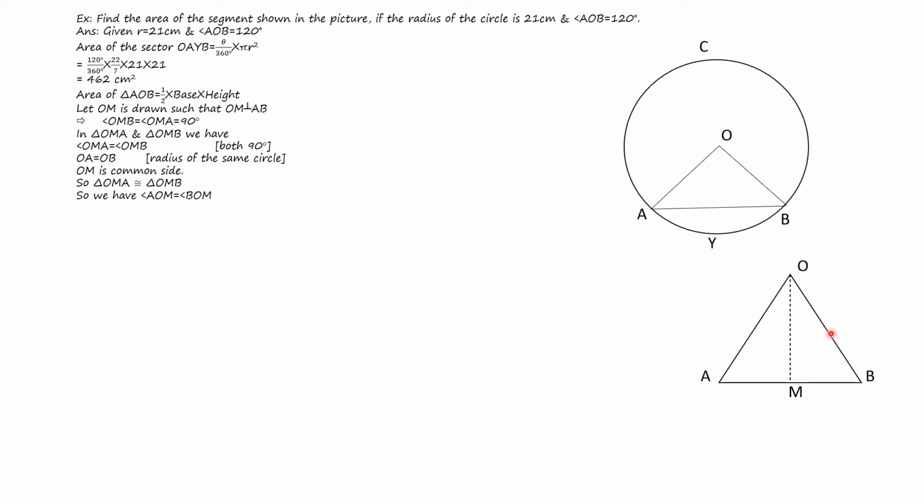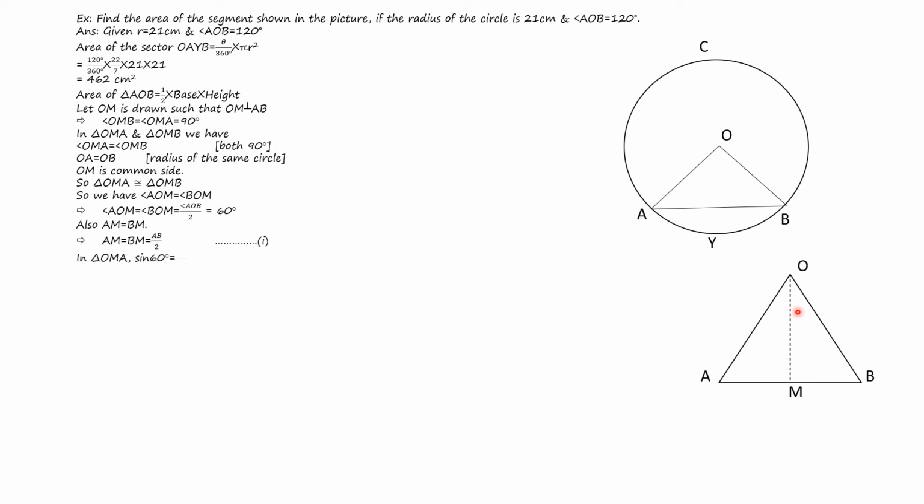So we have angle AOM equals angle BOM equals angle AOB whole divided by 2, which is nothing but 60 degrees, because this angle AOB is 120 degrees. And both the angles, angle AOM and angle BOM, are the same. So both are equal to 60 degrees. Also AM equals BM, or we can write AM equals BM equals AB by 2.